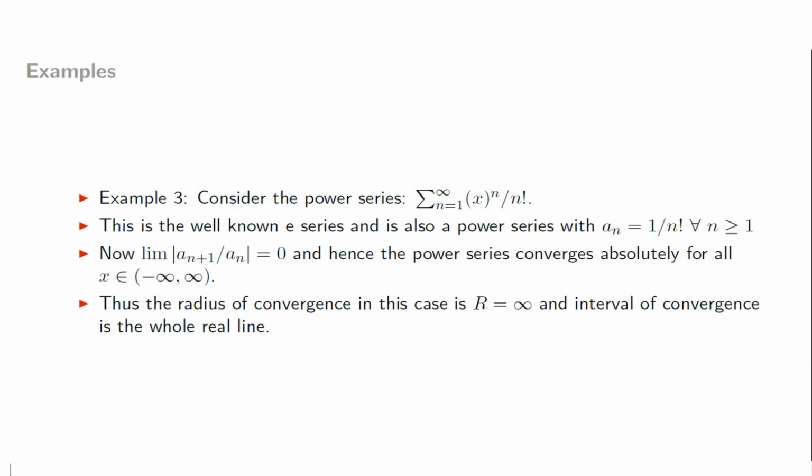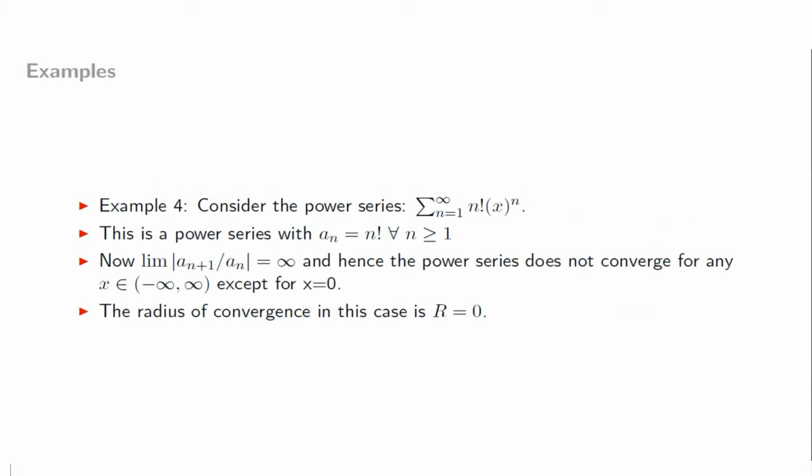So consider our next example, which is the summation n from 1 to infinity x to the power n divided by n factorial. This is the well known e series and is also a power series with a_n as 1 by n factorial. Now the absolute value of a_(n+1) divided by a_n has the limiting value 0, and hence the power series converges for all x belonging to the real line. Thus the radius of convergence in this case is plus infinity and the interval of convergence is nothing but the whole real line.